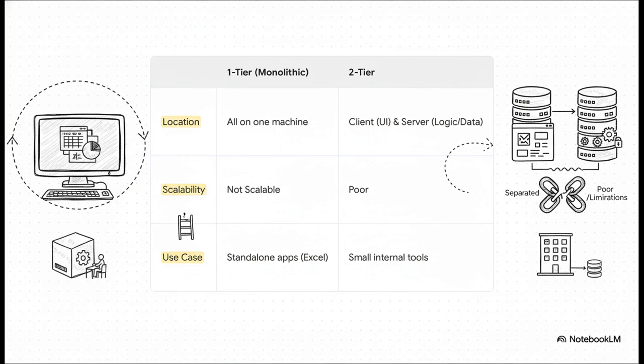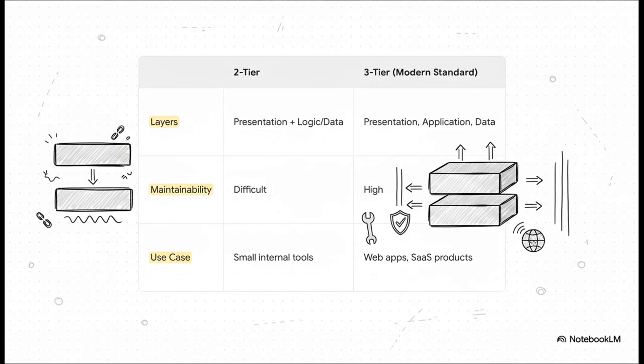It's simple, sure, but it just doesn't scale. The two-tier model was a nice step up, separating the user interface on the client from the brains and the data on a server. This was better, but it still had some serious limitations. But this is where things get really interesting. The jump to the three-tier architecture. This is the standard for pretty much all modern web applications.